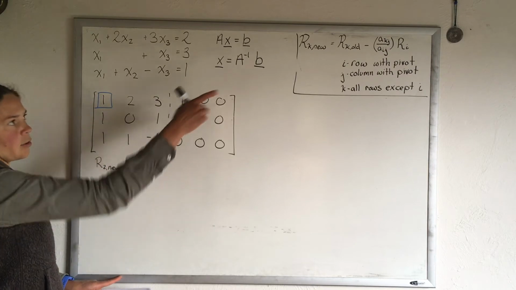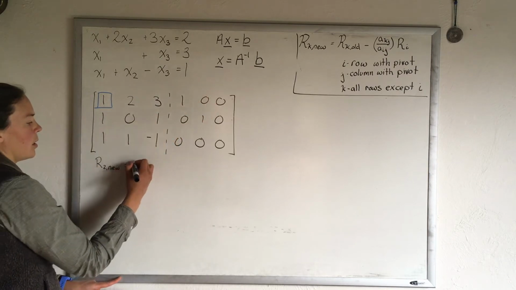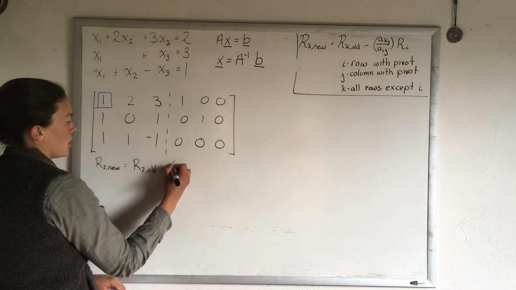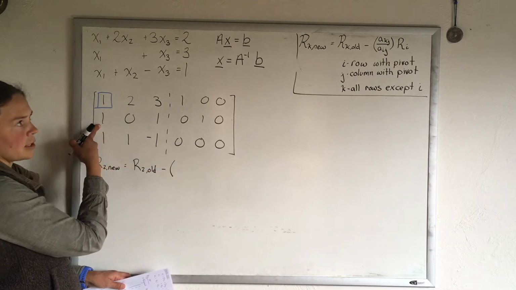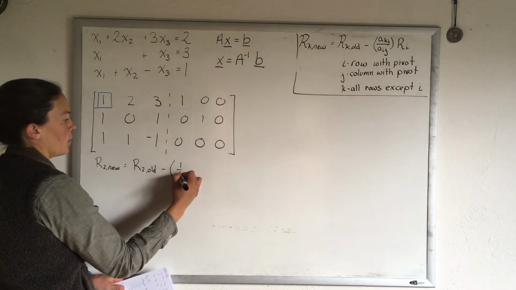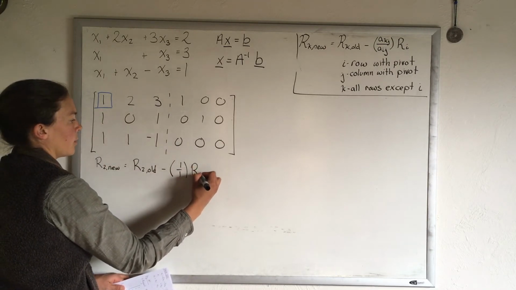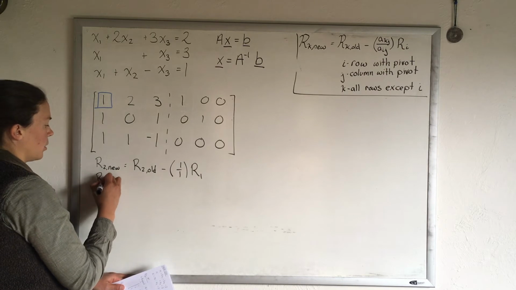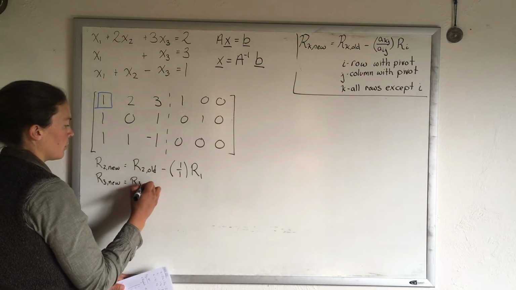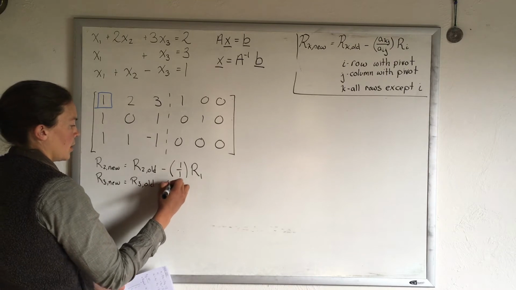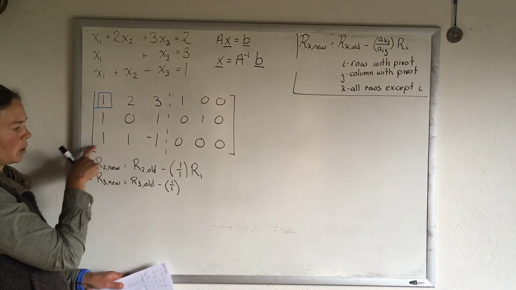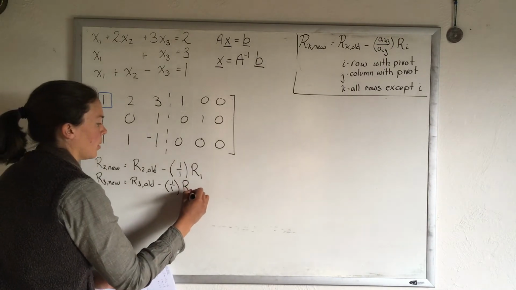We're using the equation from up over there: R2 old minus the element in that column of the row we're doing row reduction on. So 1 divided by our pivot element 1 times our pivot row 1. And our R3 new will equal R3 old minus the same 1 over 1, because we have a 1 here, not because of row 2, but the 1 in row 3, times row 1.